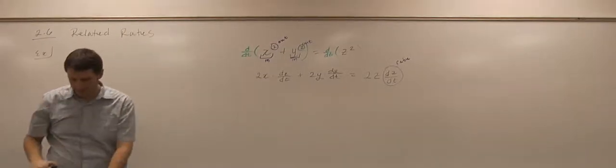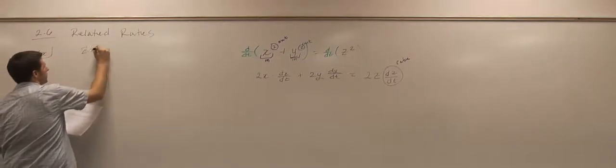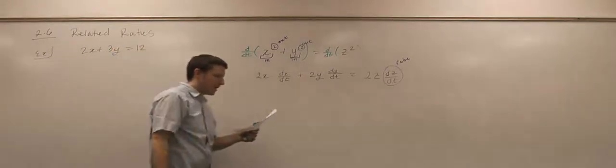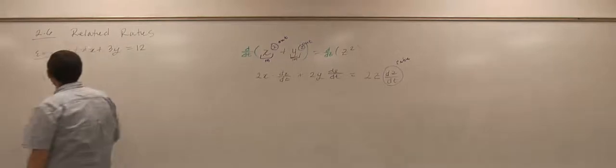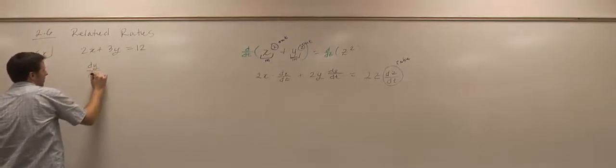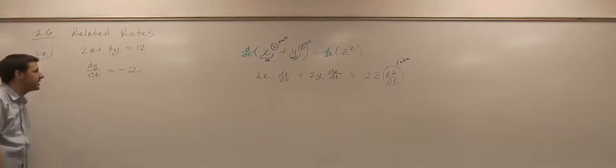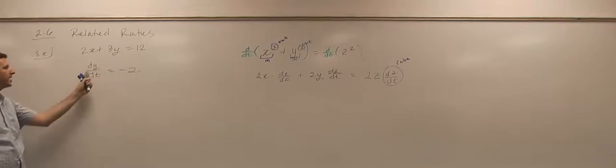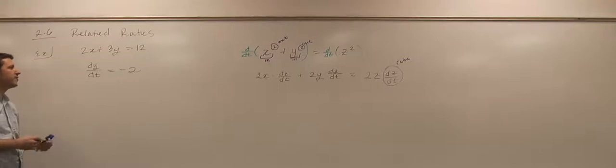So let me do example 2 here. It says if 2x plus 3y equals 12, so this is my relationship between x and y, and x and y are differentiable functions of t, with dy dt equaling -2, I want you to calculate dx dt. Whatever x and y are, there's no situation to go with this. I just have an equation, and I know that the derivative of y with respect to time is -2. And I need to find the derivative of x with respect to time.